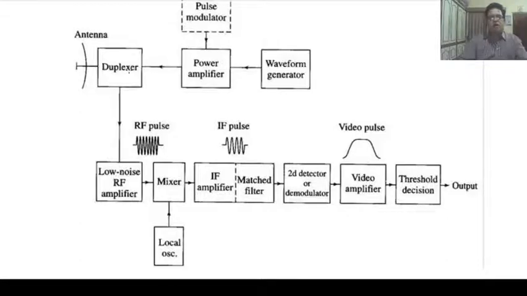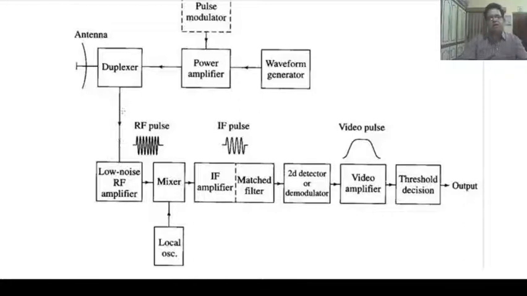Transmitted signal and received signal: transmitted and received from the antenna. The signal reflected back to the antenna is the received signal. The duplexer is used to separate the signals, the transmitted signal and the received signal.